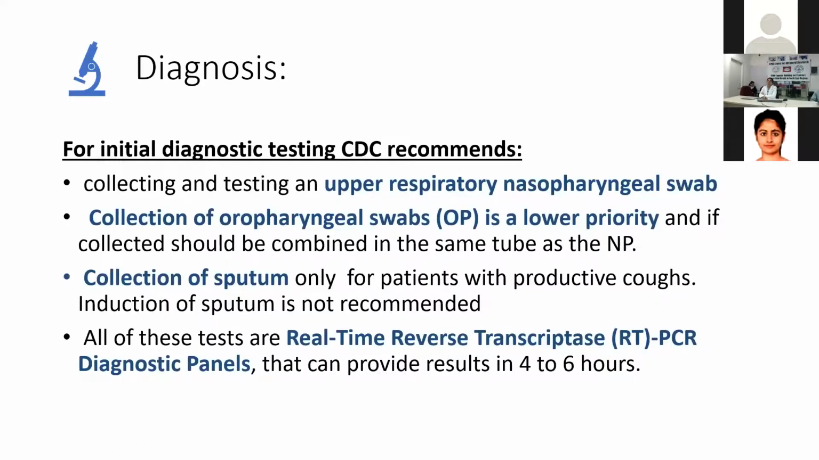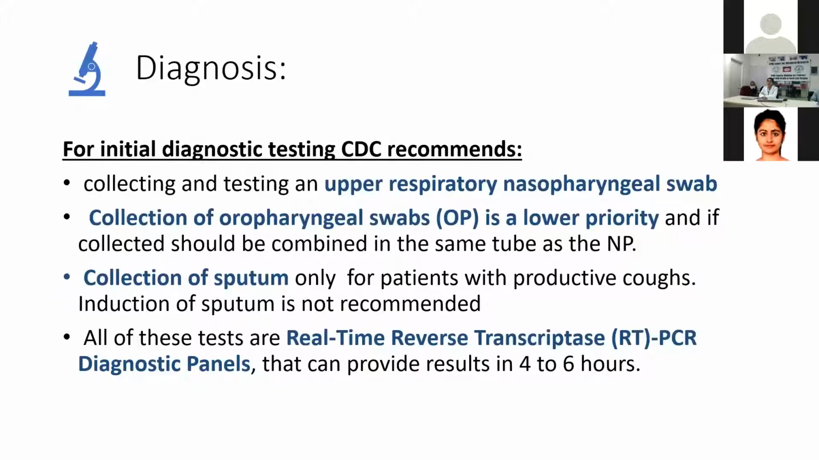For initial diagnostic testing, CDC recommends collecting and testing an upper respiratory nasopharyngeal swab. Collection of an oropharyngeal swab is a lower priority, and if collected, it should be combined in the same tube as the nasopharyngeal. Collect sputum only for patients with productive coughs. Induction of sputum is not recommended in COVID-19 patients. All of these tests are real-time reverse transcriptase PCR diagnostic panels that can provide results in about 4 to 6 hours.